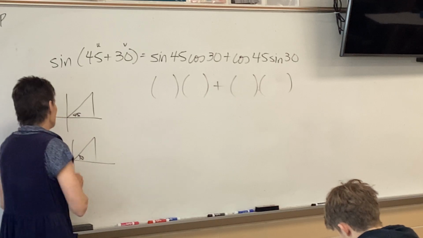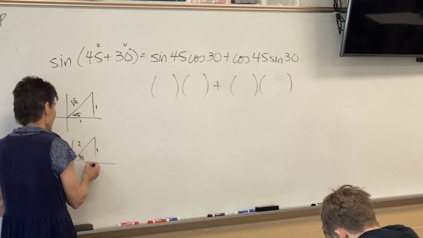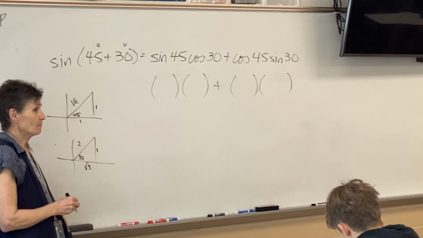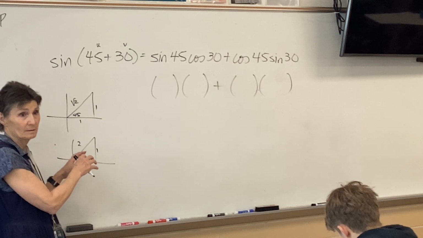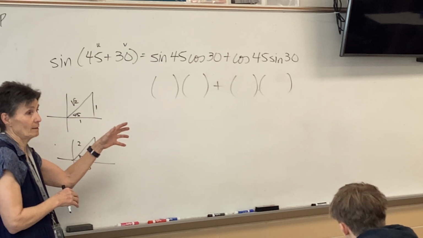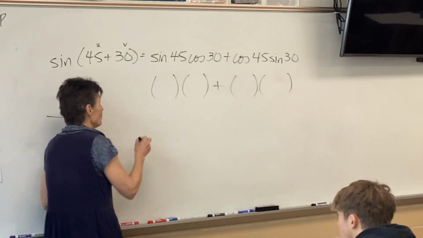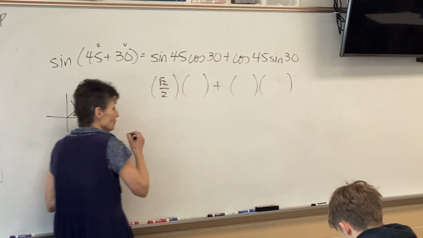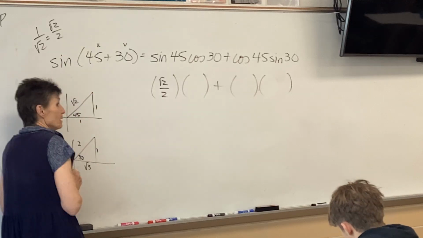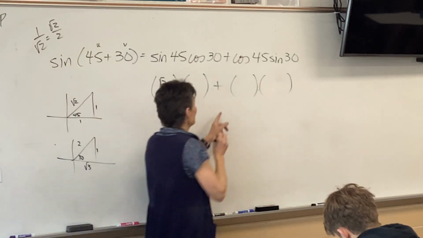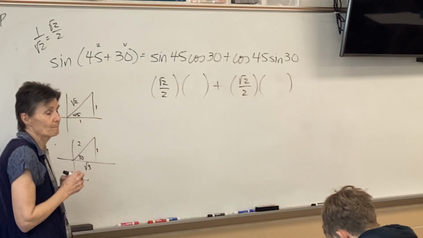I know 45 is 1, 1, root 2, and I know 30 is 1, 2, root 3. And I'm gonna do just what I was practicing earlier. I'm gonna take numbers from my picture and plug them into the formula. So, sine 45, 1 over root 2, so we're gonna say root 2 over 2. And the sine and the cosine are the same for 45, so they're both root 2 over 2.